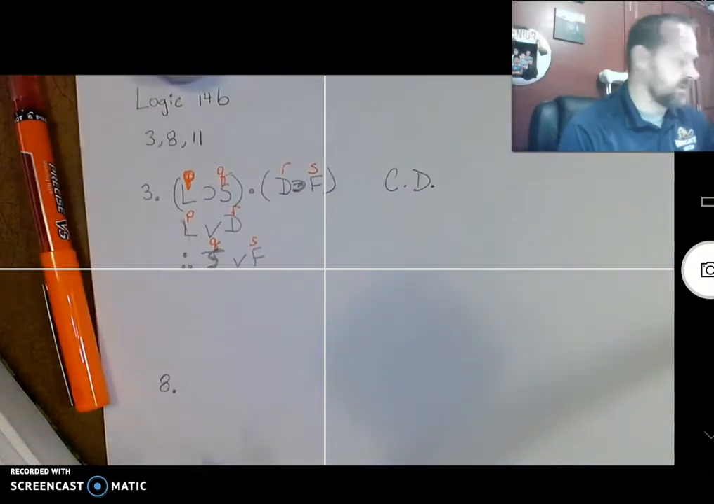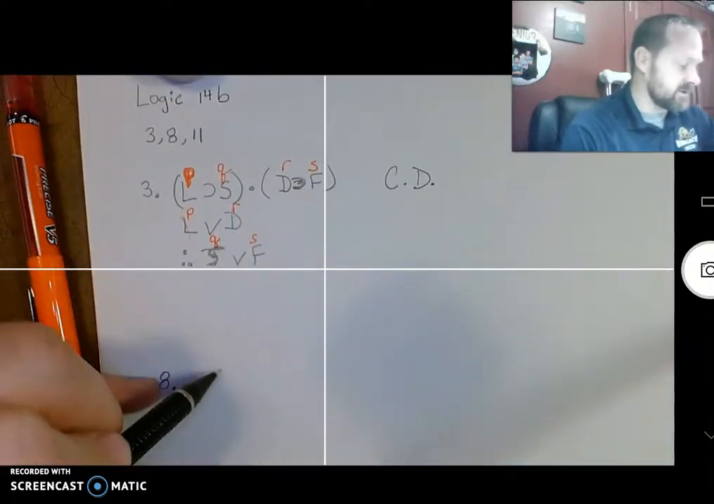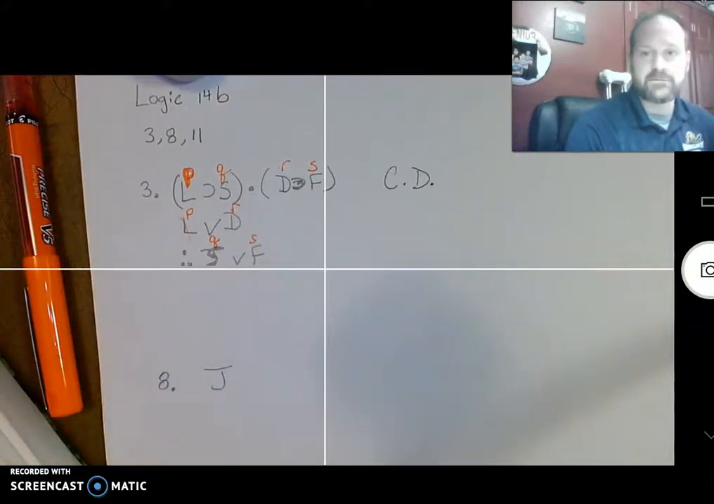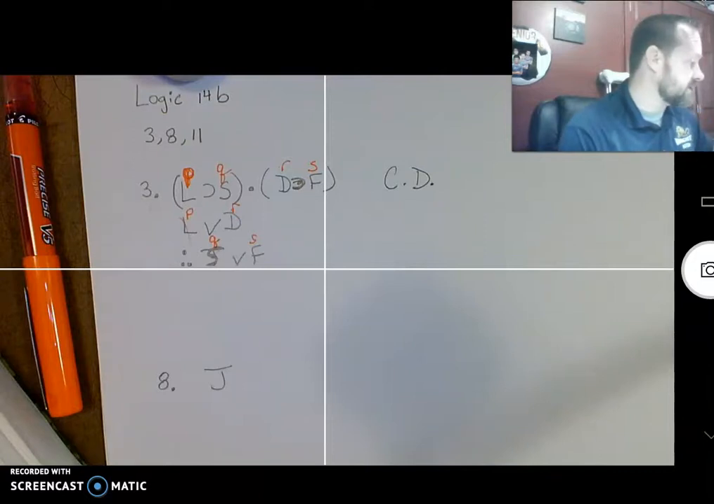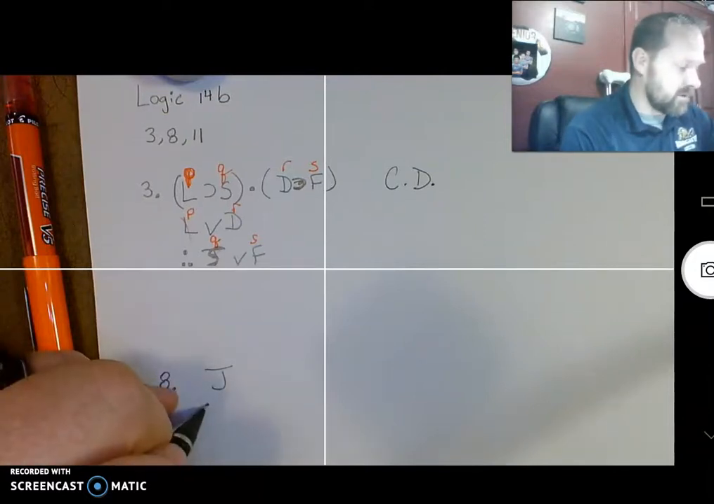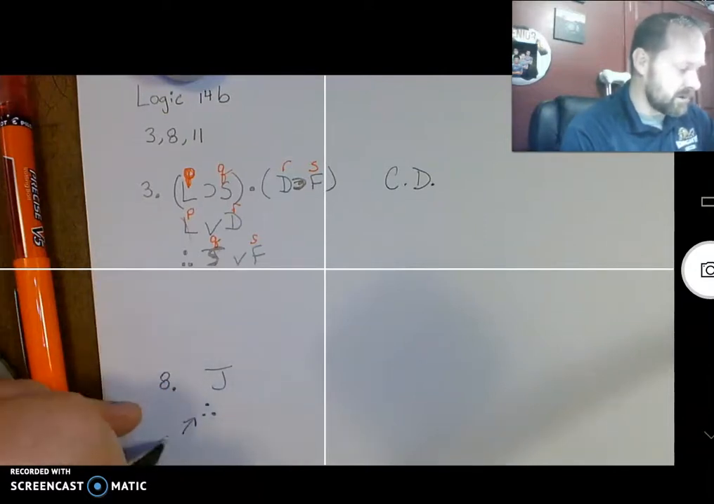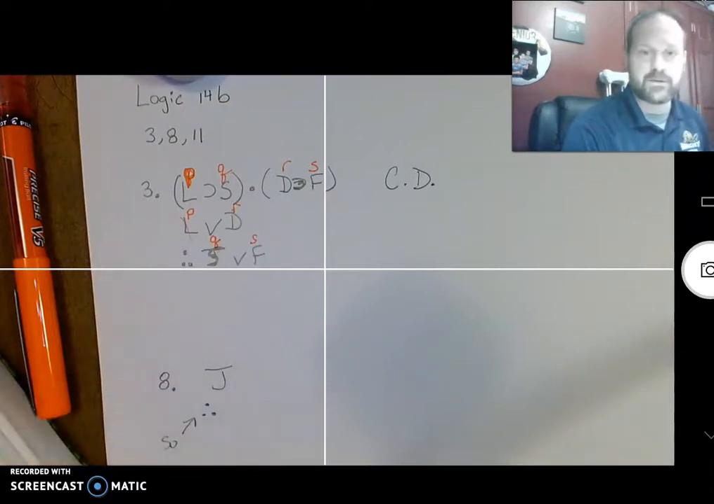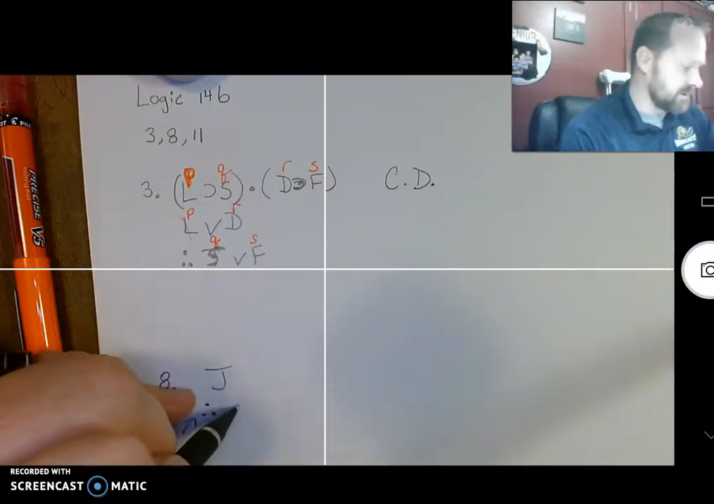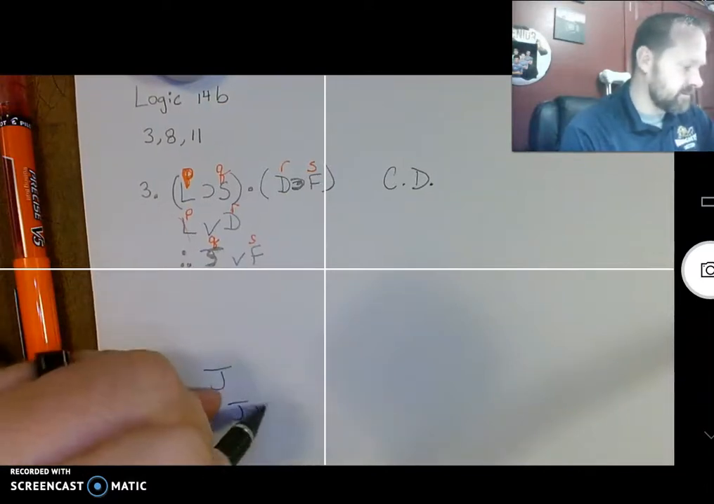Number 8. This is a pretty easy one, pretty straightforward. It says Judas betrayed Christ. I'm going to use J for Judas. And then my conclusion word is, so, Judas betrayed Christ, or he killed himself.